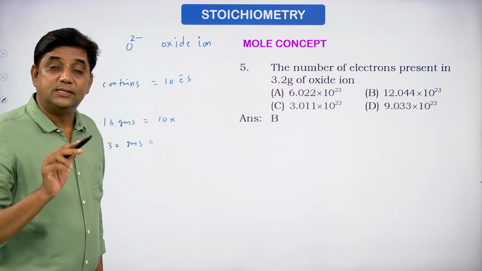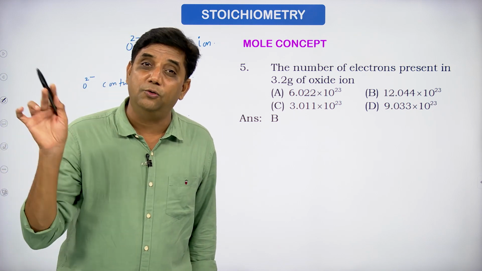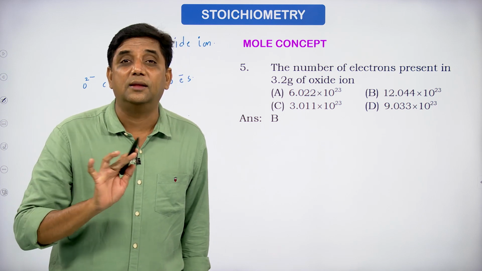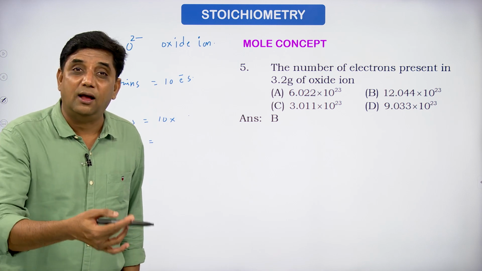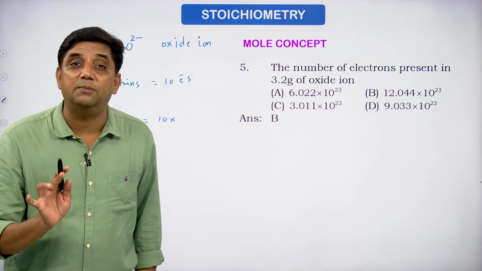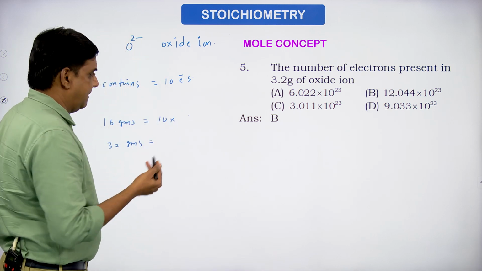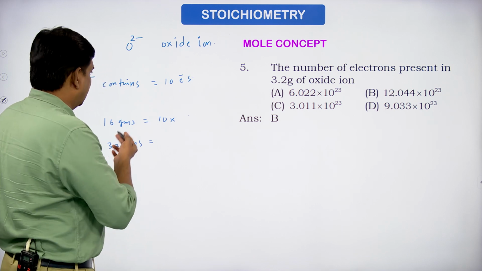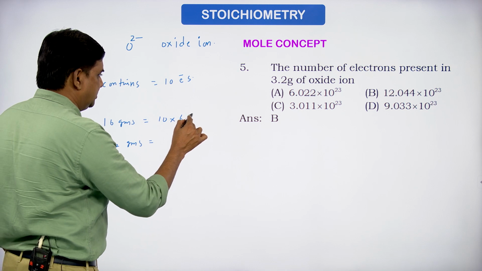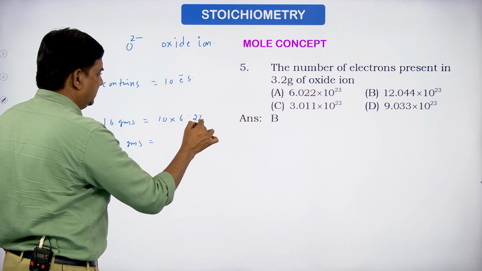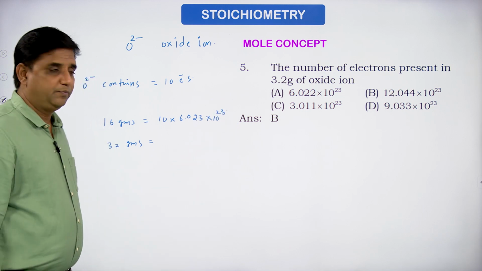because of the negative charges, the atomic weight will not be changed. The mass of one oxygen atom is equal to the mass of the O2 minus ion. Atomic weight is derived from the mass number. Because of the loss or gaining of electrons, the mass number will not be changed. Therefore, 16 grams is nothing but the mass of O2 minus ion only. So, this is equal to 6.023 into 10 power 23. You can take it like this.